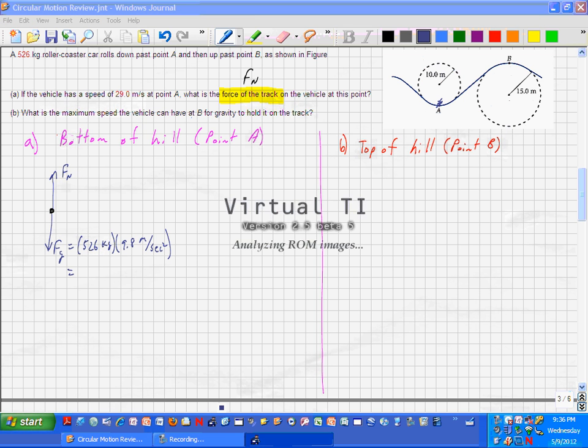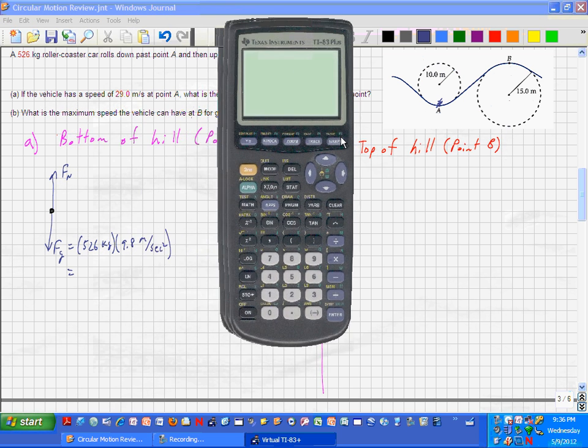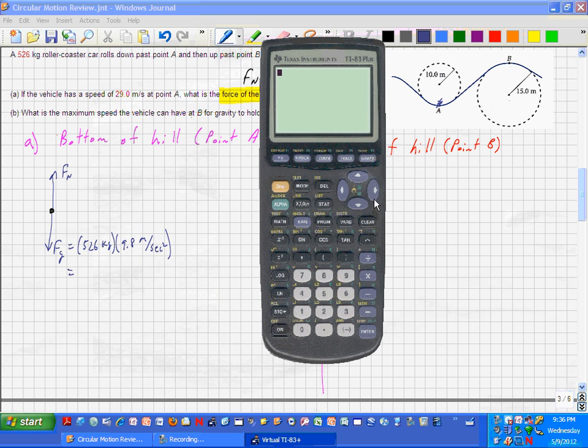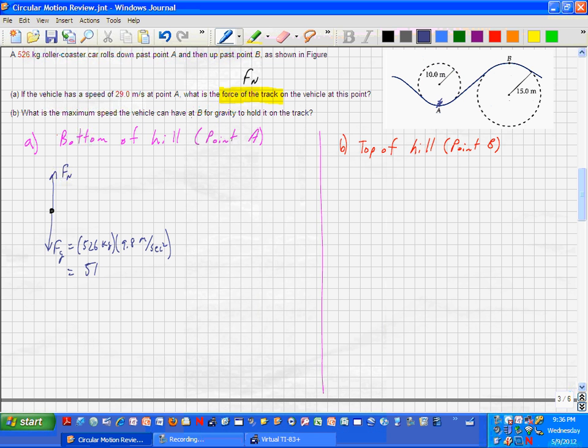Let's go ahead and calculate that weight force. So we've got 526 times 9.8, and that's going to be 5,155 newtons. Now it would be great if it were easy, if the normal force and the weight force were equal to each other, but that's not the case here because this object is accelerating. It's got centripetal acceleration as it goes through this curve at the bottom of the hill.